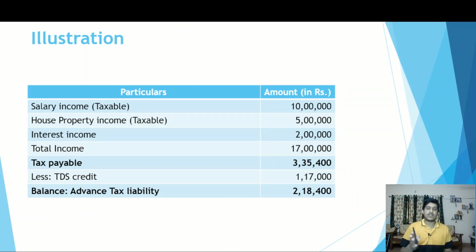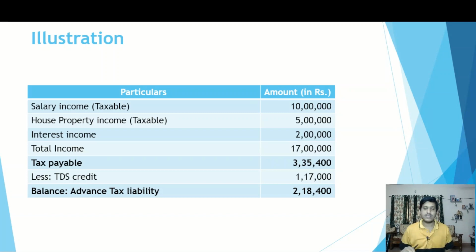Let us say your salary income, I've put taxable because this 10 lakh rupees is the calculated salary income after standard deduction. 10 lakh rupees. House property income, again taxable house property income is 5 lakh rupees. Interest income from, let's say, interest on fixed deposit is 2 lakh rupees. Total income is 17 lakh for the financial year, on which tax payable comes to 3 lakh 35,400 basis the slab calculation.